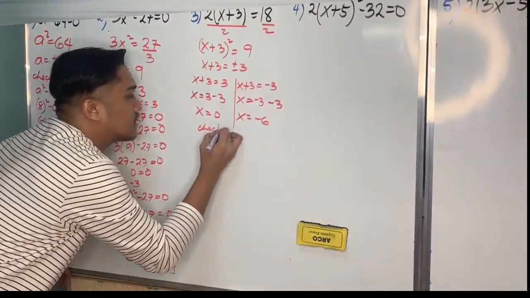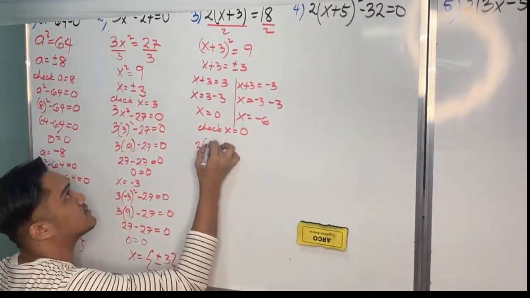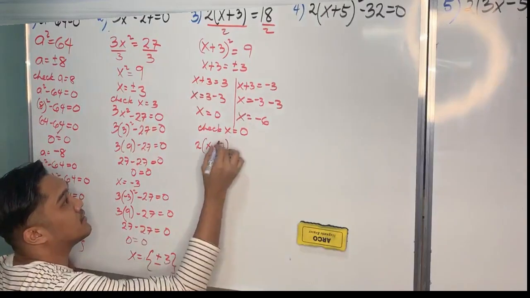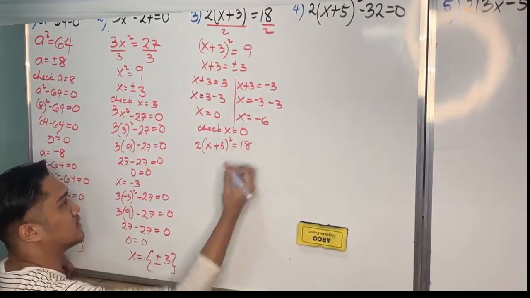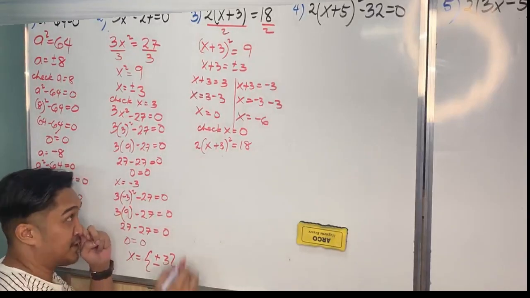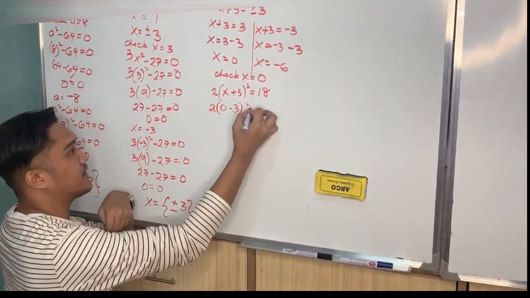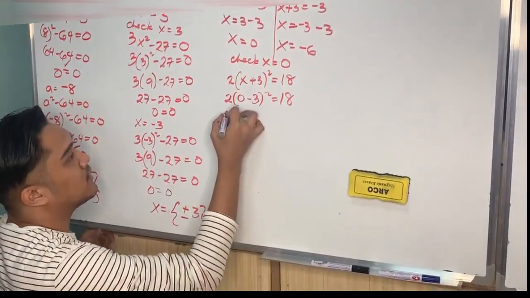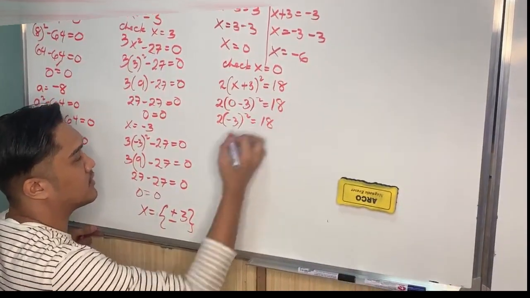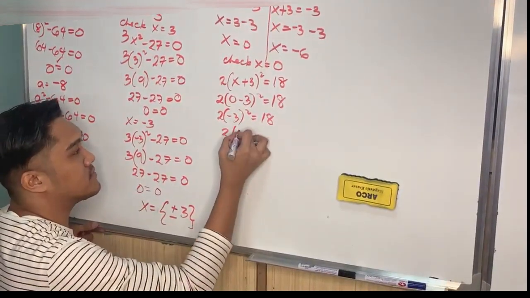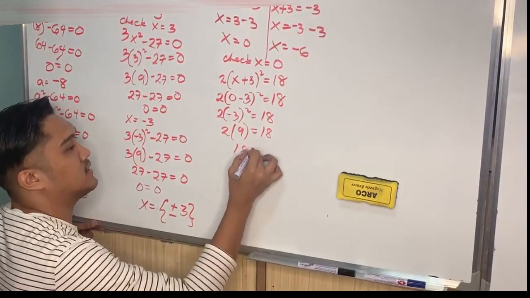Check. For x equals 0. 2 times x plus 3 quantity squared is equal to 18. Substitute 0. 2 times 0 plus 3 squared is equal to 18. 2 times 3 squared is equal to 18. 2 times 9 is equal to 18. 18 is equal to 18.